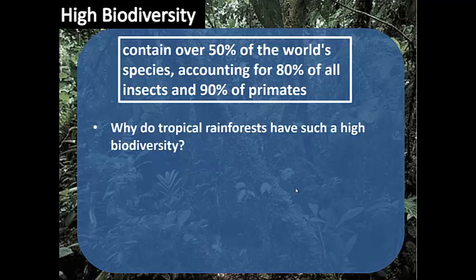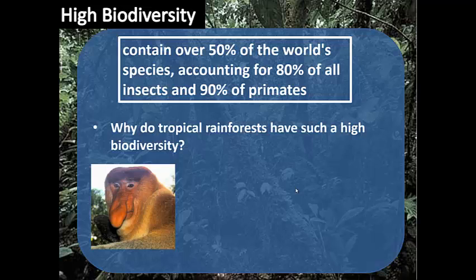Having said that the tropical rainforest possesses a rich amount of biodiversity, I will now show you some pictures of some unique plants and animals that you can find in the tropical rainforest around the world. The picture you see is a proboscis monkey with a large bulbous nose, and this is found in Indonesia.